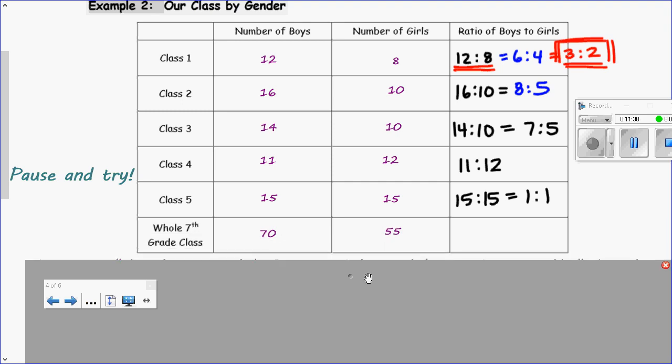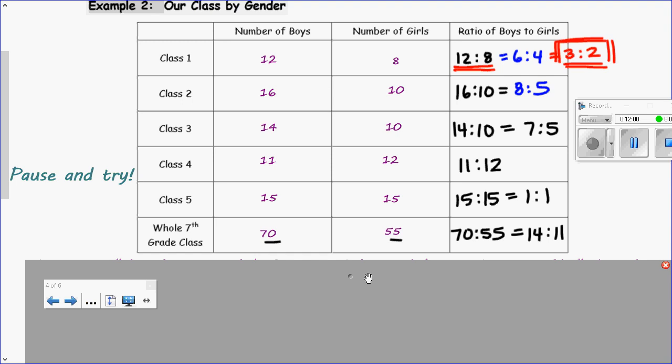Okay, did you get 70 and 55? How can you tell by looking at those numbers that it does reduce? If you know your math facts or your divisibility rules, you know that it ends in a 0 and a 5, and therefore 5 can go into both of those. So this one reduces to 14 when I divide by 5, and this one reduces to 11.